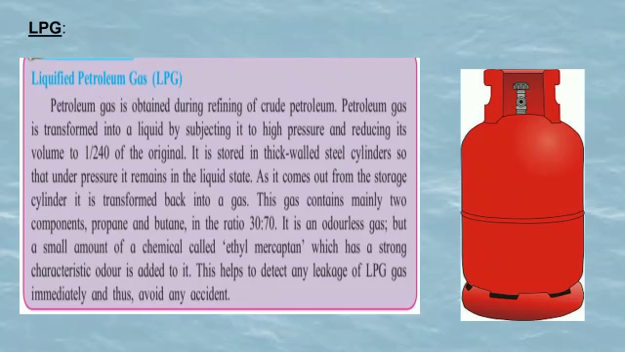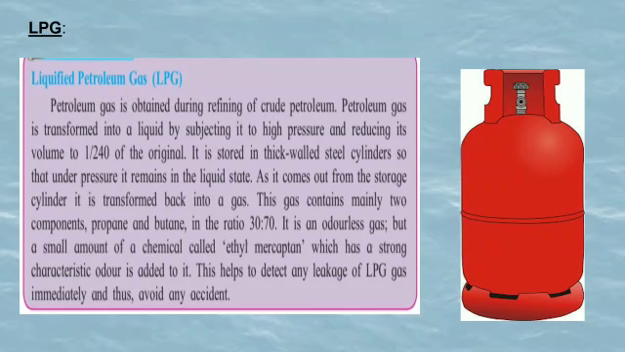Now let's know about LPG, that is liquefied petroleum gas. Petroleum gas is obtained during refining of crude petroleum. Petroleum gas is transformed into a liquid by subjecting it to high pressure and reducing its volume to 1 by 240 of the original. It is stored in thick-walled steel cylinders so that under pressure it remains in the liquid state. As it comes out from the storage cylinder, it is transformed back into a gas.